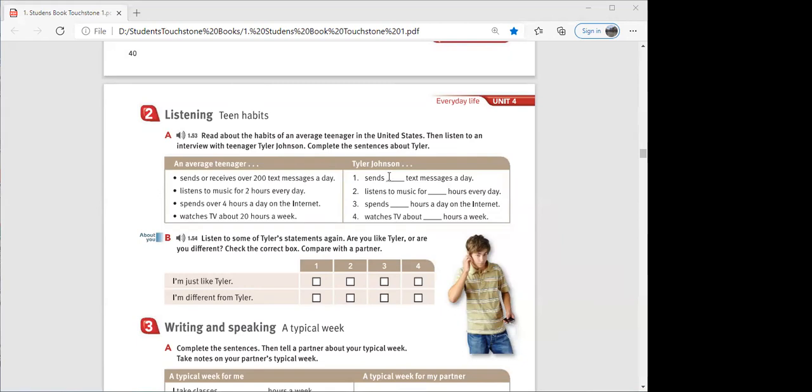Tense 50. 50, right? Because he sends 50 and he receives 50, so it's about 100. So it's less than the average. The average is 200.